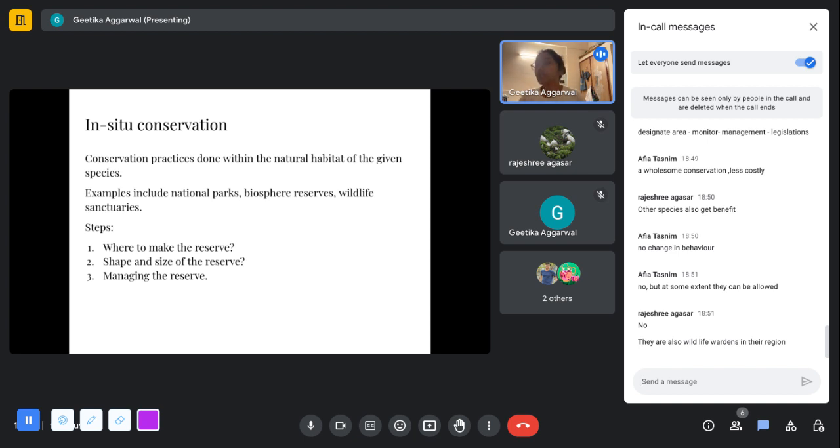Okay. So there was one thing about in situ conservation. We discussed all of the pros. What are the cons of in situ conservation? Or when do you think it does not work? Or when do you think you would go for ex situ conservation rather than in situ conservation?